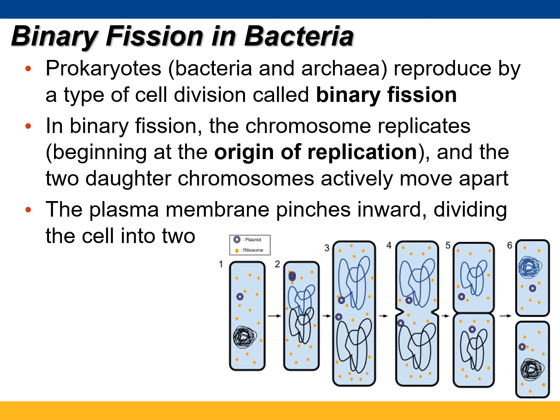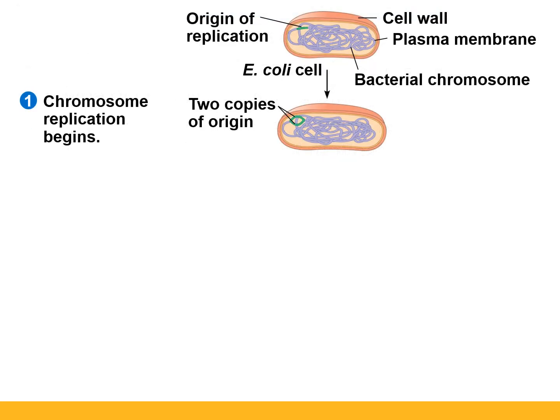So here is the series of images from your book. When an E. coli cell makes the decision to undergo binary fission, the first thing that we see is the formation of two replication forks. Here's one on the left and one on the right. The DNA is being replicated in this direction and in the other direction, ultimately resulting in two copies of the chromosome.